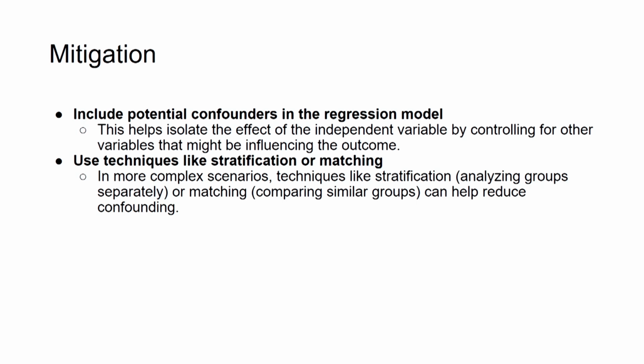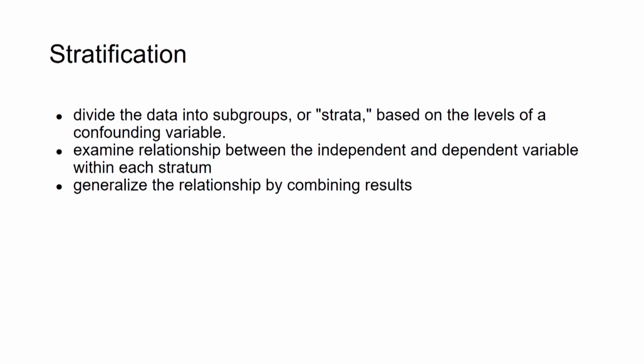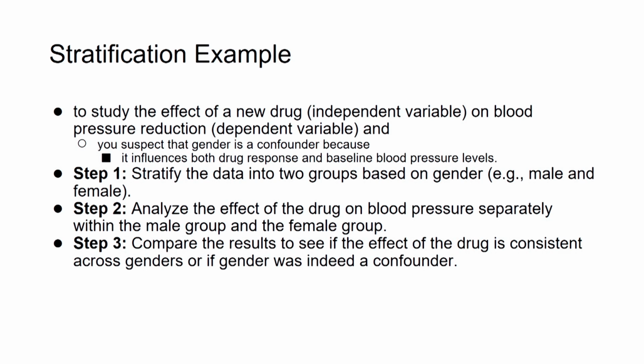One part will contain all those instances where calorie intake is low, and another part will have the instances where the calorie intake is high, and these are called strata. We are dividing the data into subgroups based on the level of the confounding variable, and then examining the relationship between independent and dependent variable within each stratum, and then we will try to generalize the relationship by combining the results of each stratum. So, this is the example.